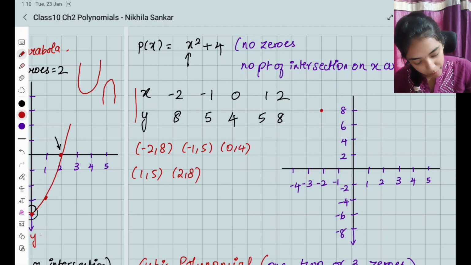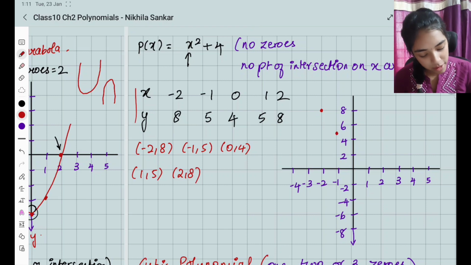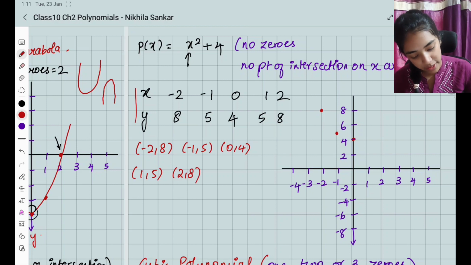-1, 5. இப்போ -1 இங்க இருக்கு. 5 is going to be between 4 and 6. Next, 0, 4. So where is 0, 4? It is going to be this. Then 1, 5 again. So 1, 5 is going to be here. Then 2, 8.